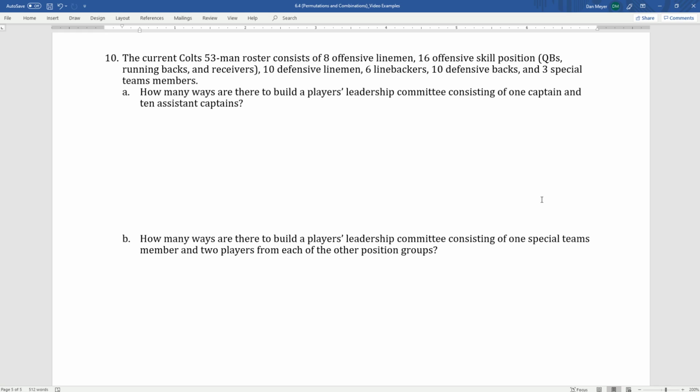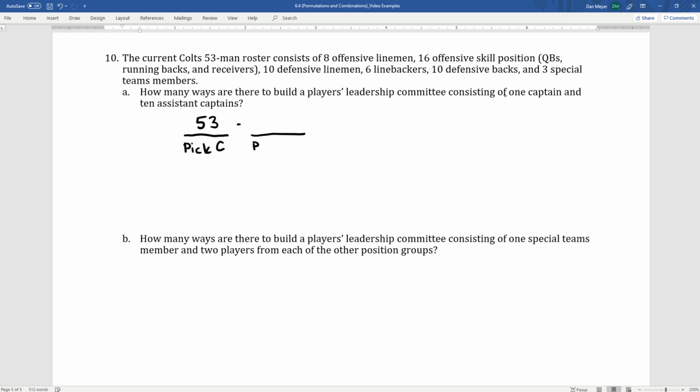All right, so this is almost a combination problem where we just pick 11 people to be on the leadership committee, but one of them has a special role. Now, there's a couple of ways of dealing with this. One way is to say, if I break it into a two-stage multiplication principle, I can say pick a captain. Now there's 53 players, and we're only picking one captain, so there's 53 ways to pick a captain.